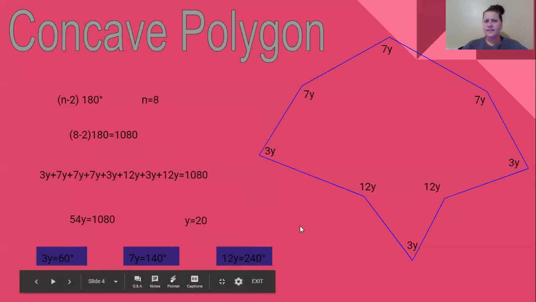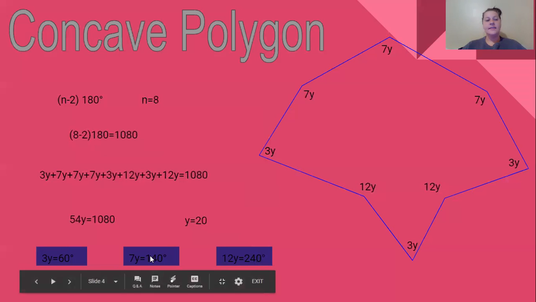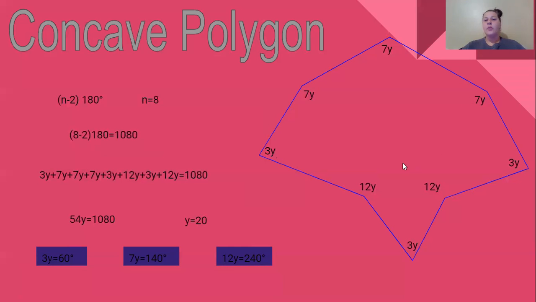How do we know they're correct? The easiest way to find out if your answer is correct is to take these numbers right here that we have, 60, 140, and 240, and everywhere you see 12y, you're going to put 240. Everywhere you see 7y, you're going to put 140. Everywhere you see 3y, you're going to put 60 degrees. We're going to add them all up, and they should equal 1,080. And that is how you know that you have the correct answers for these angles.